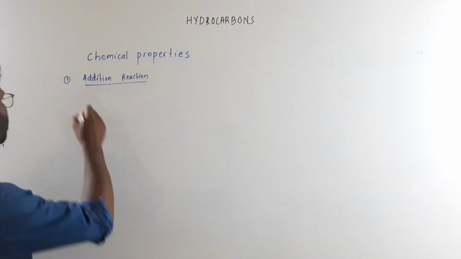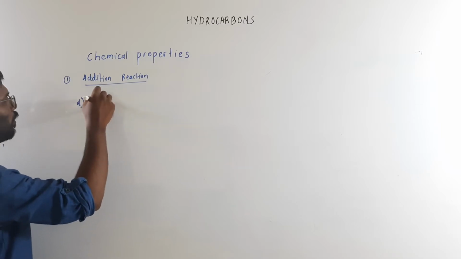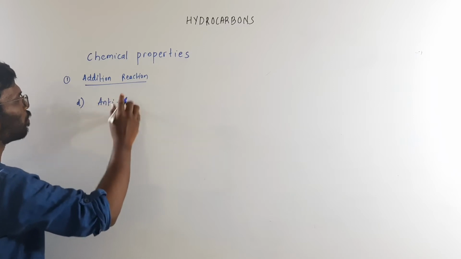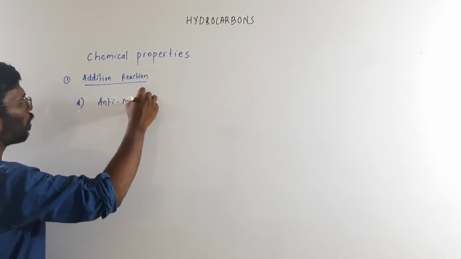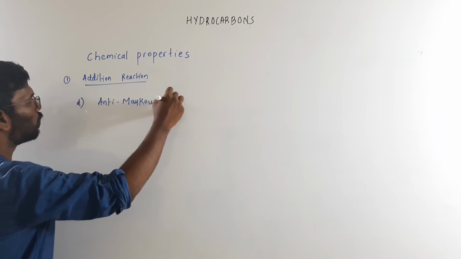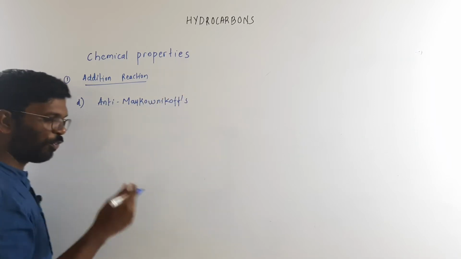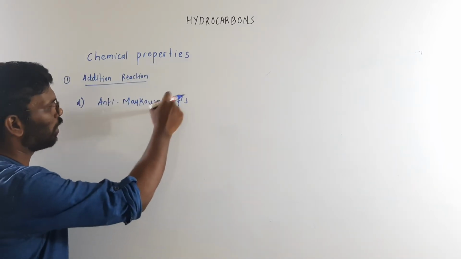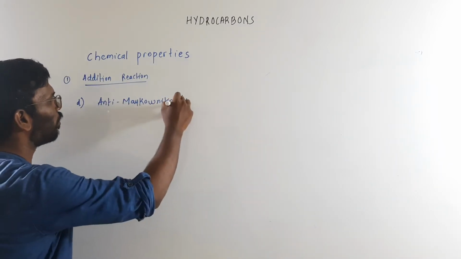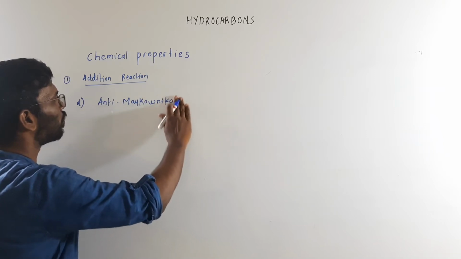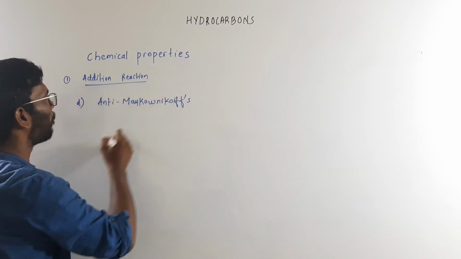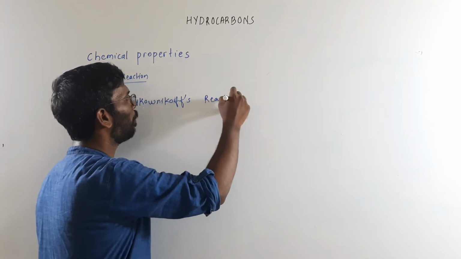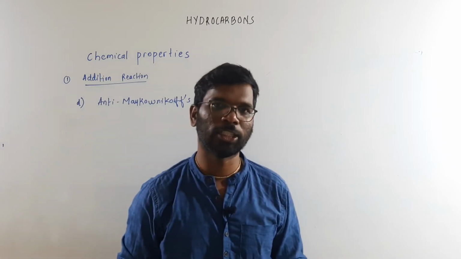Next is under this: anti-Markovnikov's. Like the previous one was Markovnikov's reaction. There may be a small mistake with respect to spelling. This is the spelling, this is double F. This is anti-Markovnikov's reaction.